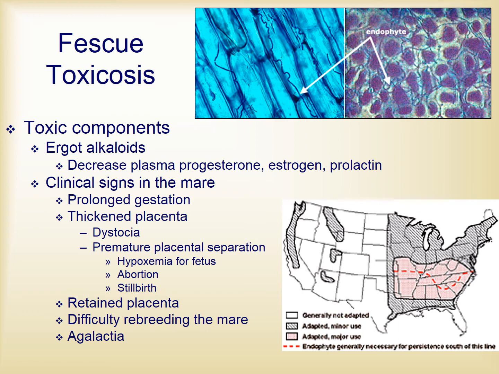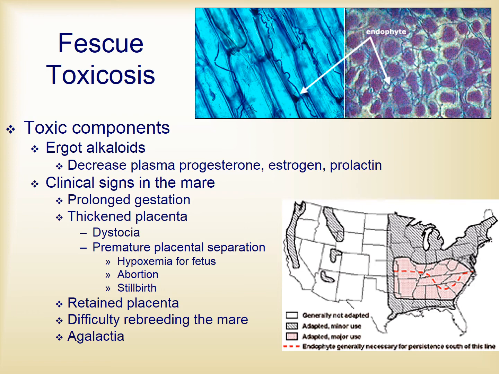The toxic component that causes the clinical problems with fescue toxicosis are ergot alkaloids. They result in a decrease in plasma progesterone, estrogen, and prolactin in the mare. This leads to clinical signs including a prolonged gestation and a thickened placenta, and the thickened placenta can lead to many complications for the foal. The mare can have a dystocia, and so then the foal is adversely affected. There can also be a premature separation of the placenta, which can cause fetal hypoxemia. It can also result in abortion or stillbirth.